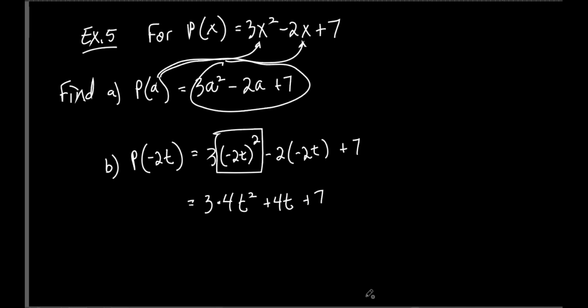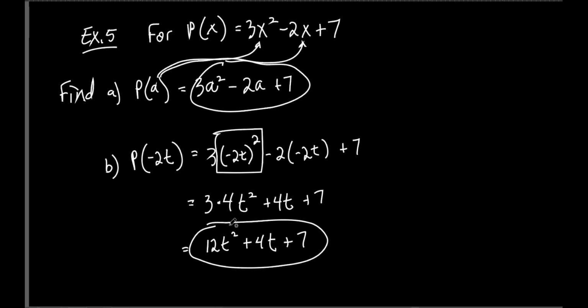We're almost finished. Only one simple little step to do. What do we do here? 12. Yep, multiply. So it's 12t squared plus 4t plus 7. And that's it. That's all you can do. And that would be your answer. Again, a little more complicated than the first one, just replacing an x with an a. We had to do a little bit of math, but it wasn't that hard, was it?